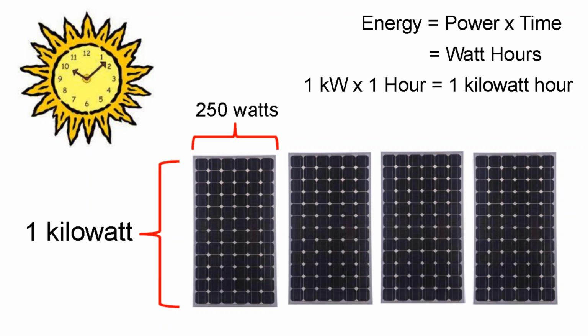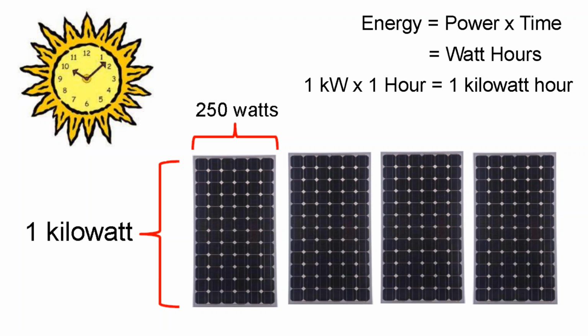I used 250 watts in this example because I wanted to make the math kind of easy. So we have 4 250 watt solar panels, and together this would be a 1 kilowatt solar array. And so if this 1 kilowatt solar array were exposed to sunlight for 1 hour and it was under full sun, it would produce 1 kilowatt hour. Now that sounds really good.